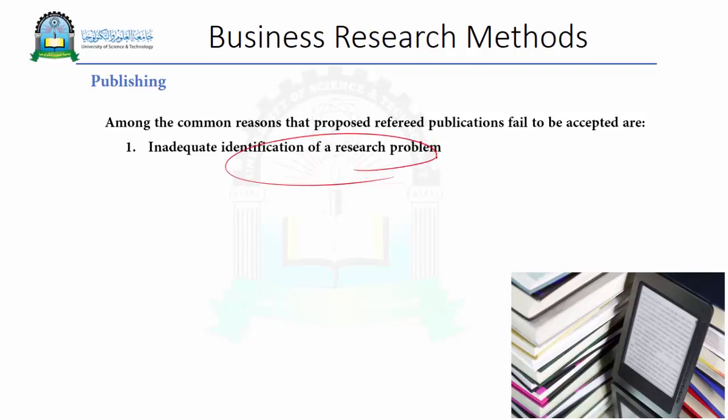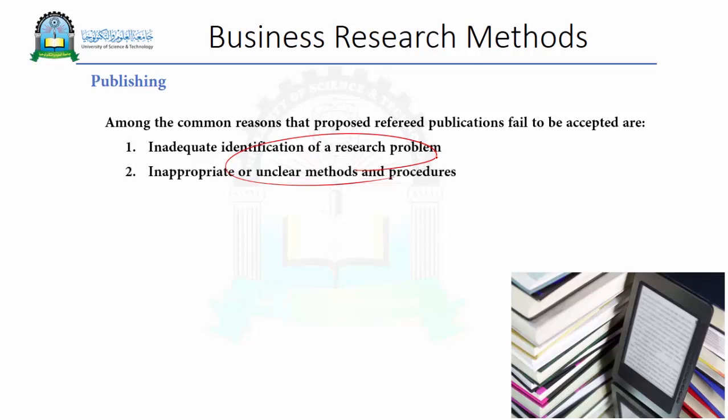Among the common reasons that proposed, refereed, published, or publication fail to be accepted are inadequate identification of the research problem. So the way you prepare the report can affect its acceptance for publication in journals. You might do a good research, but you may fail in reporting it in a good way. So you will face a rejection from publication.